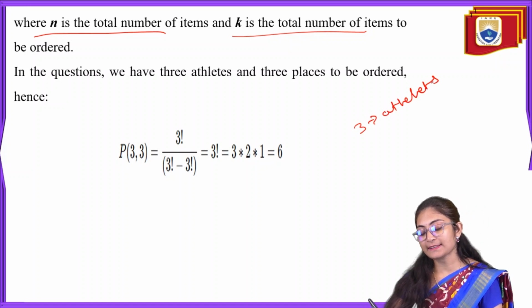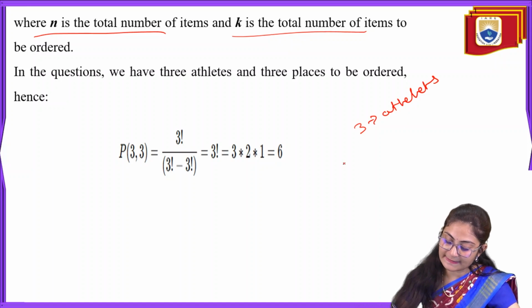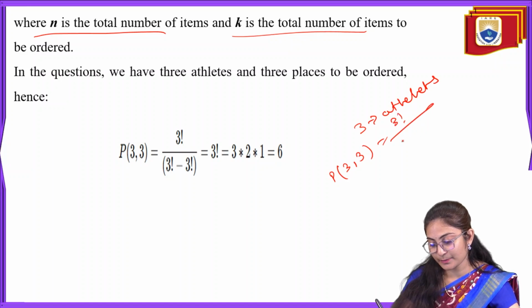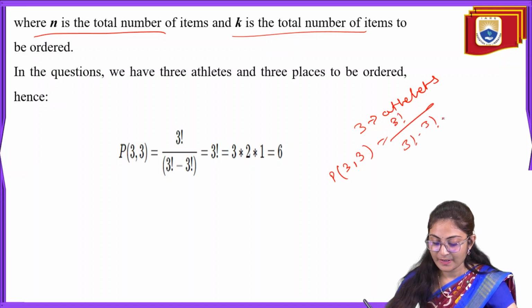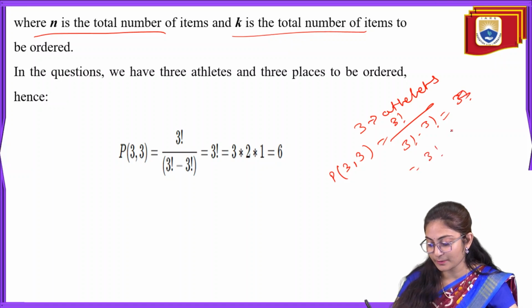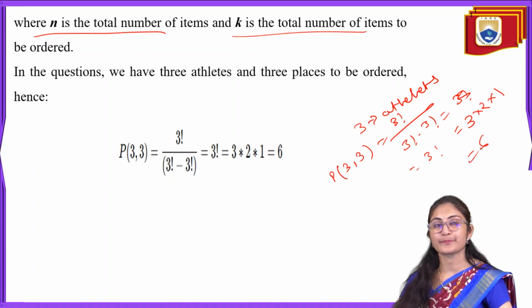And their places also 3. So we can say P of 3 comma 3 we can find out. 3 factorial divided by 3 factorial minus 3 factorial. So 3 factorial is equal to 3 factorial, that means 3 into 2 into 1, that is 6.